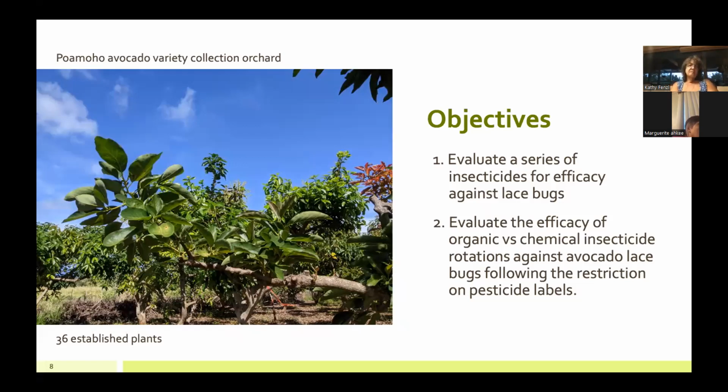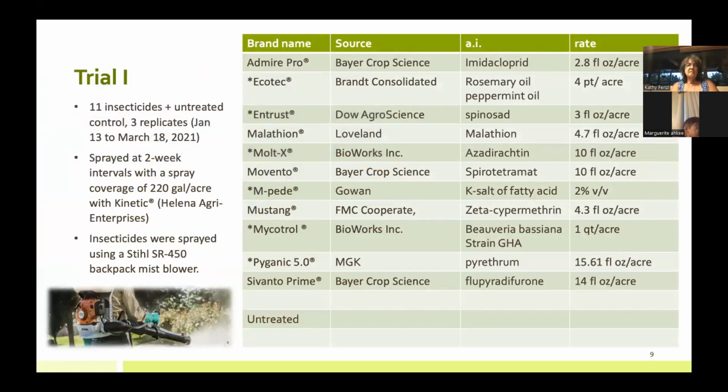So our trial took place at the Pomoho Research Station in our avocado collection. We have about 36 established plants. I believe they're about 6 years old and are producing fruit. For how the trial was conducted, we selected 11 insecticides as well as an untreated check that we thought were going to be effective against controlling this type of insect. It started in January and basically went until March.